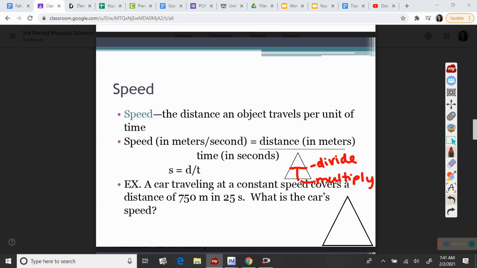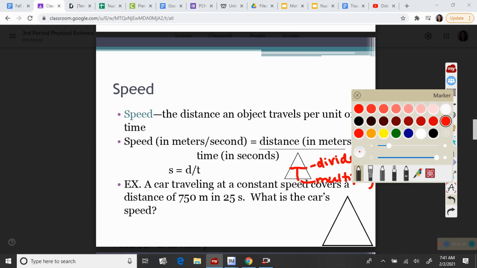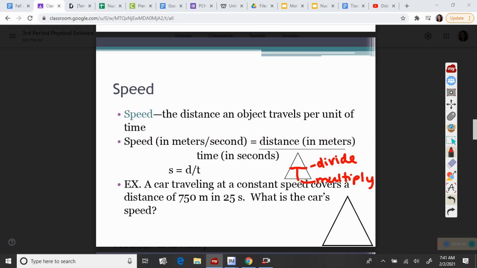Okay, so let's say I am looking at my example. A car is traveling at a constant speed and covers a distance of 750 meters in 25 seconds. For our triangle, we will always have it set up like this: distance divided by time equals our speed. Be sure you have this in your notes.